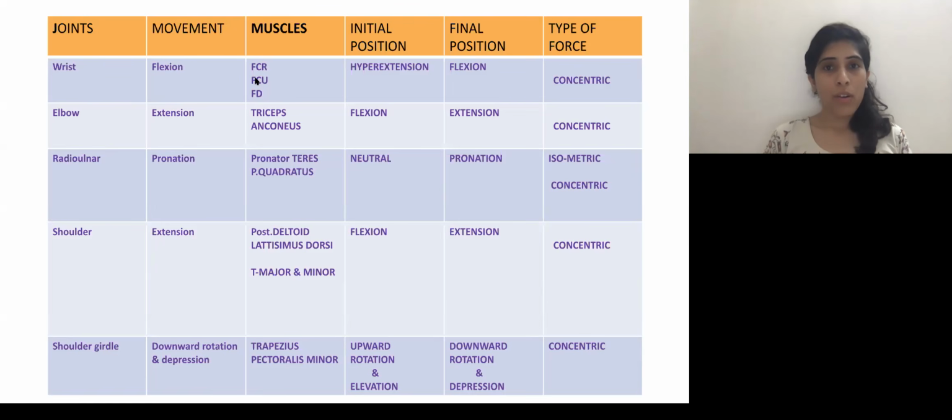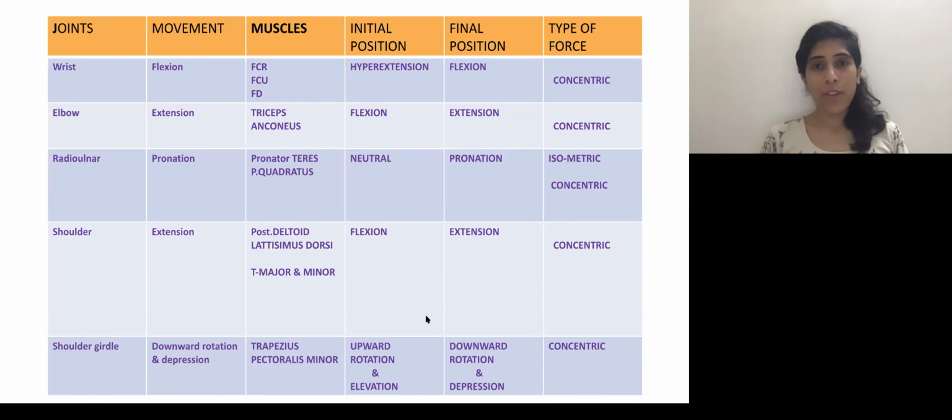For the elbow, the last movement will be extension. Here, for the extension, the triceps and anconeus muscles have to work. Initially there will be the flexion motion, last extension. The extensors have to work concentrically. Then we have radioulnar joint motion.